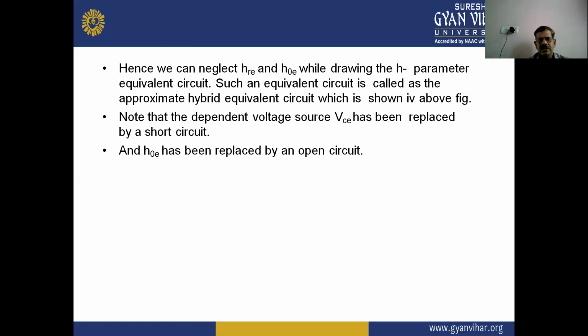Such an equivalent circuit is called the approximate hybrid equivalent circuit, which is shown in the above figures. Note that the dependent voltage source HRE VCE has been replaced by a short circuit, and H naught E has been replaced by an open circuit.